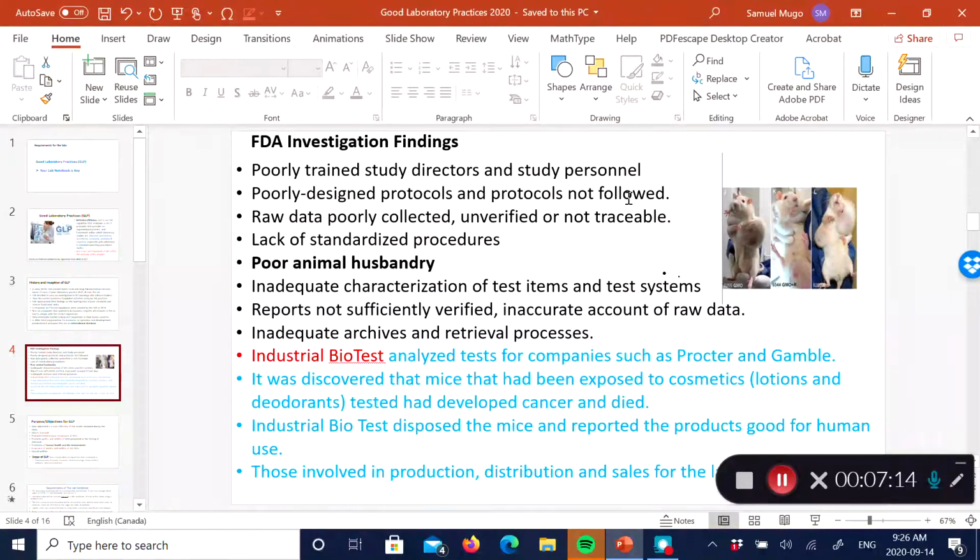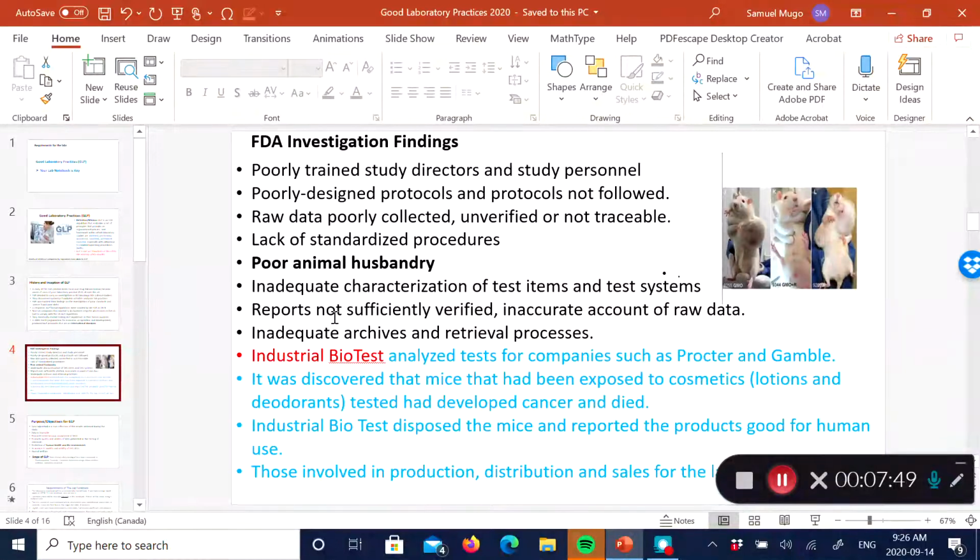And that way it's easy for anyone to actually reproduce based on the standard operating procedures or the protocols that you've documented. And so they realized this company had not done so. Also, the raw data was poorly collected and verified and was not traceable. They could not trace in the lab notebooks where the data is. I suspect some of it was not properly documented. There was lack of standardized procedures.